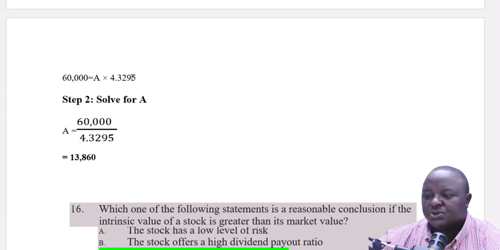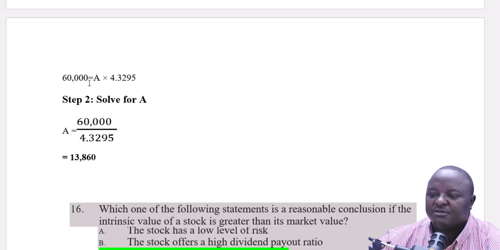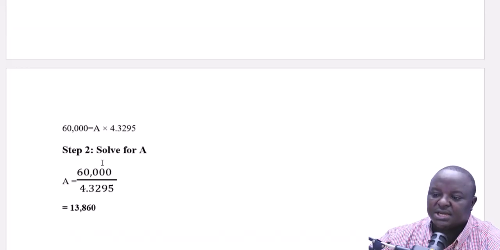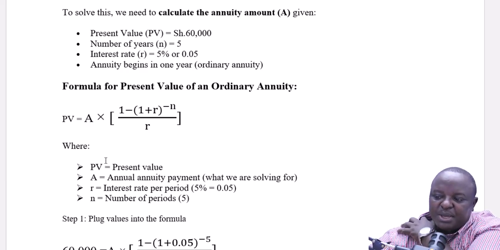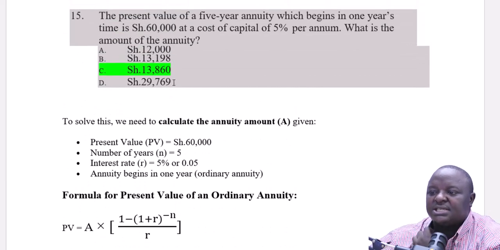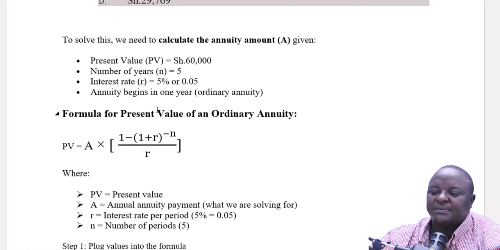4.3295. So you can divide both sides by 4.3295. Dividing 60,000 by 4.3295, you will get 13,860. So the annual annuity payment will be 13,860.